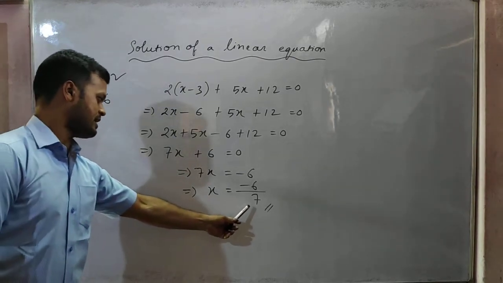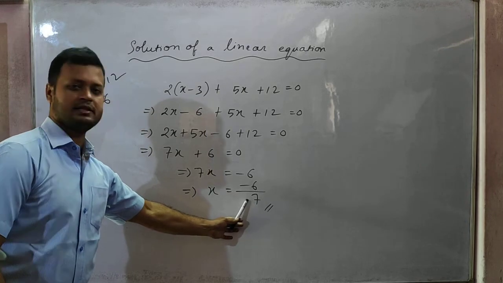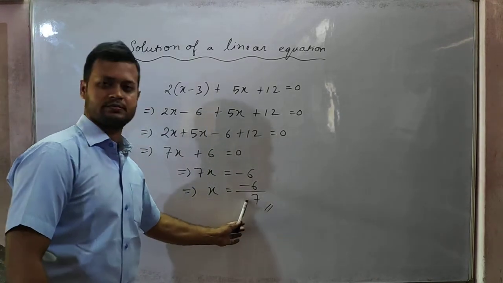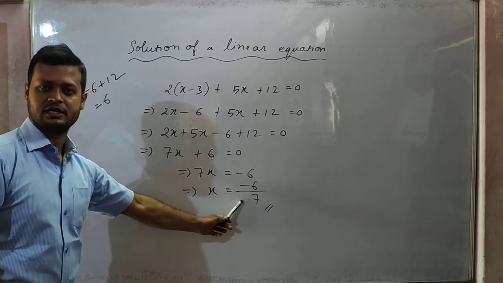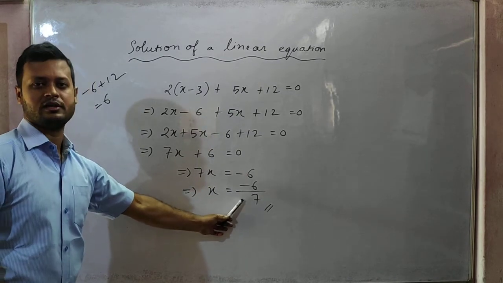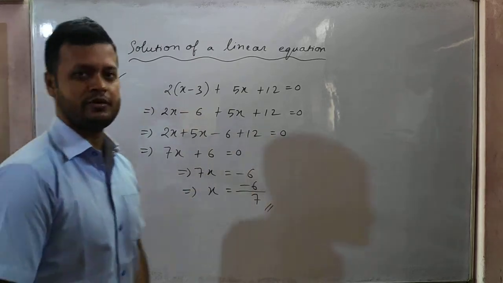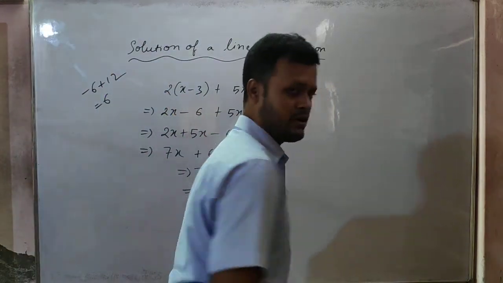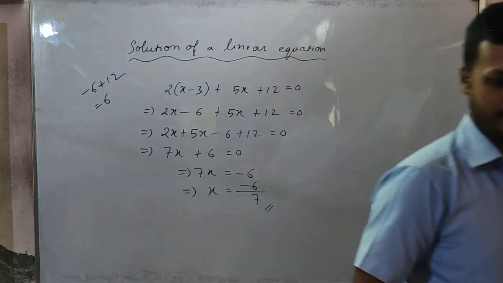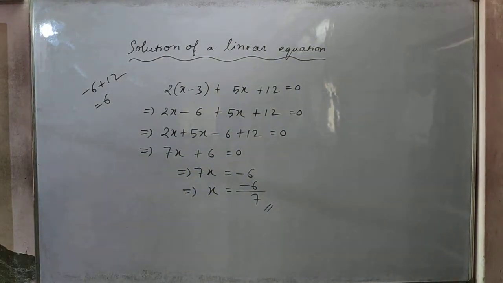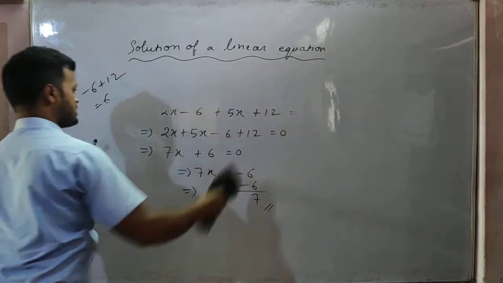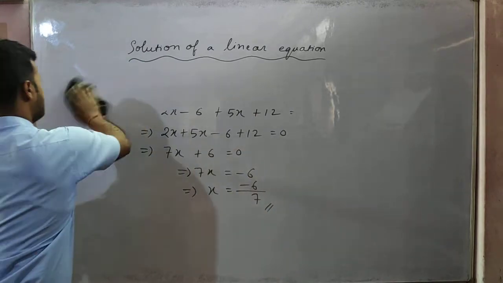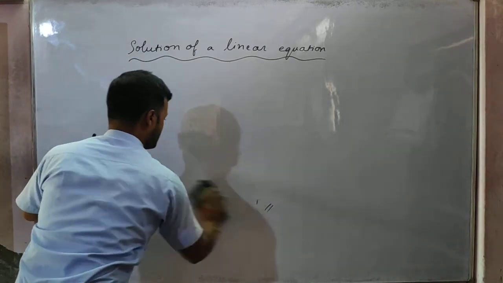And as you observe, students, for a linear equation in one variable there is only one solution. There is a unique solution. That means the value of x cannot change; the value of x will be this one only. But what about a linear equation in two variables? We will discuss now. This was a linear equation in one variable; let us discuss a linear equation in two variables.